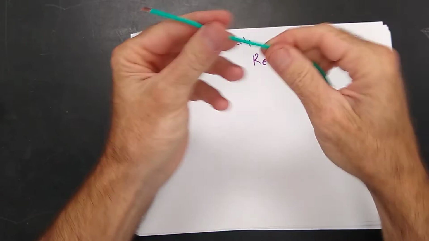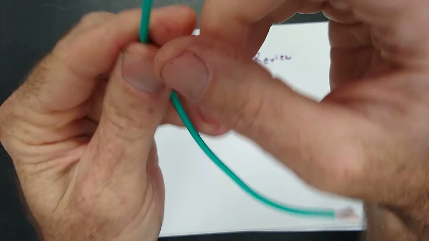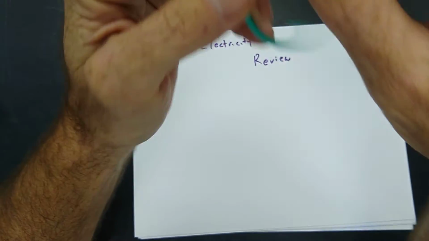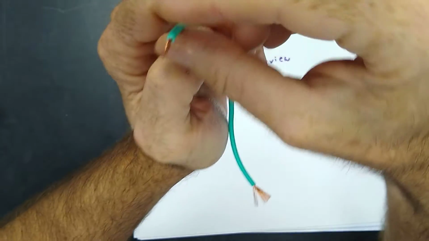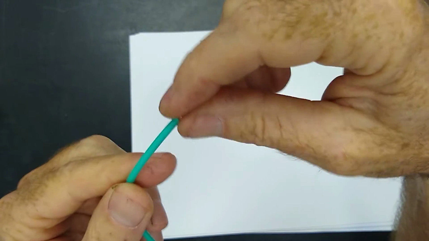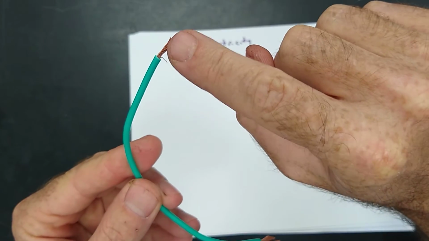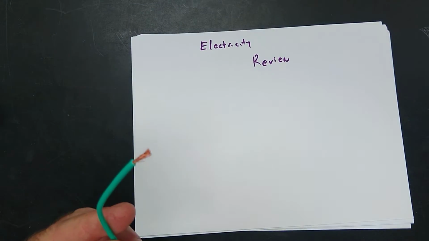Here we go. First of all, this is a wire. The inside is metal, the outside is rubber. Rubber is an insulator. What is metal? Metal is a conductor. That's right. Rubber does not allow electrons to flow. Metal does allow electrons to flow.